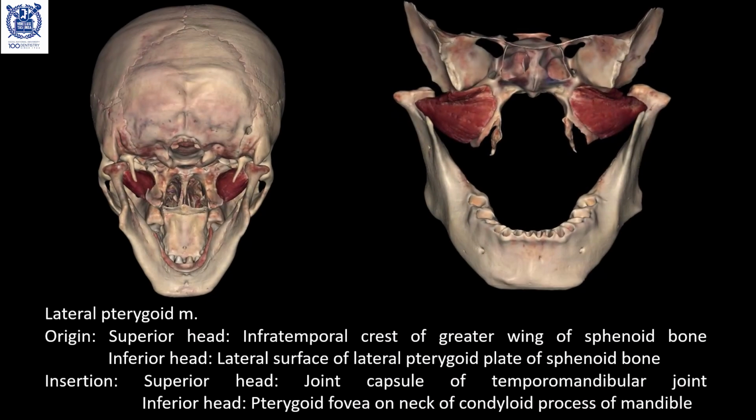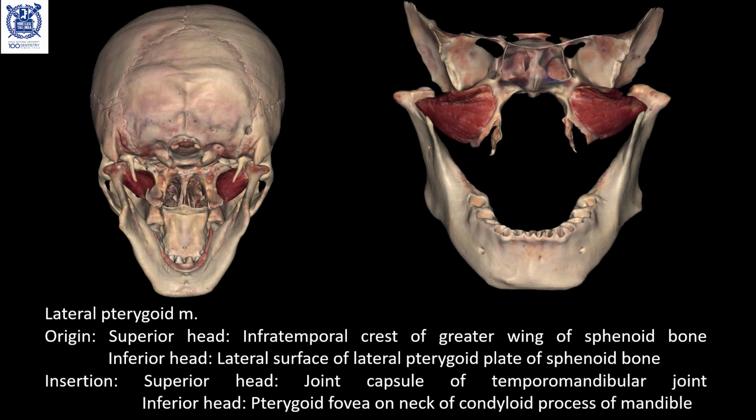The final muscle of mastication is the lateral pterygoid muscle. It is also called the external pterygoid, and it lies superior to the medial pterygoid muscle. This muscle has two heads. The upper or superior head originates on the infratemporal crest of the greater wing of the sphenoid bone and inserts onto the articular disc and fibrous capsule of the temporomandibular joint. The lower or inferior head originates on the lateral surface of the lateral pterygoid plate and inserts onto the neck of the condylar process of the mandible.